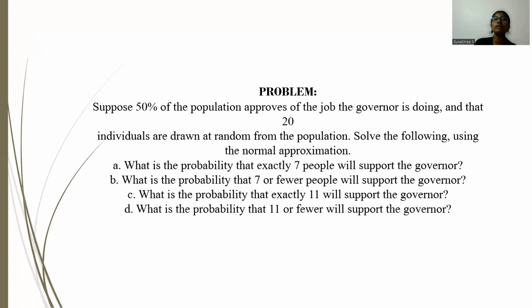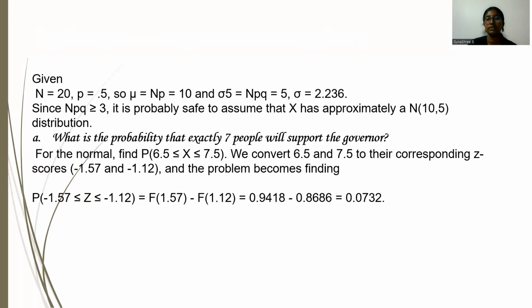Now discussing a problem related to the normal distribution topic. Consider that 50% of the population approves of the job the government is doing, and that 20 individuals are drawn at random from the population. We have to solve the following questions using the normal approximation. A: what is the probability that exactly 7 people will support the government? B: 7 or fewer people supporting the government. C: exactly 11 people will support the government. D: 11 or fewer will support the government.